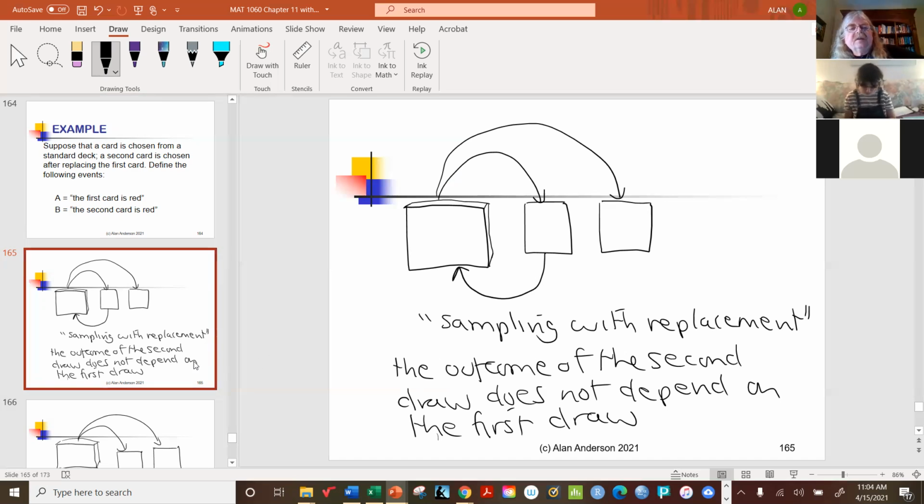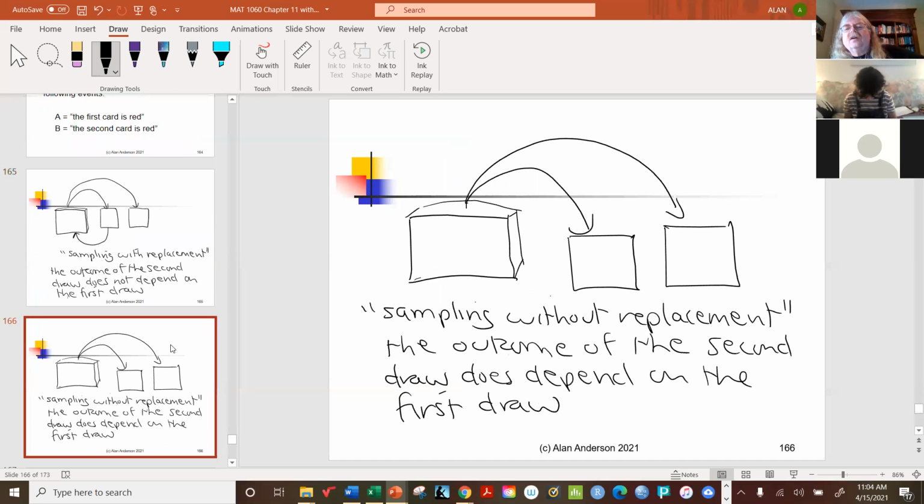Now, what other possibility is there? Well, how about this case? We pick the first card, and then we don't put it back. And then we pick the second card. This is called sampling without replacement. And now, all of a sudden, what happened on the first card affects what happens on the second card. Because now, if the first card is red, when I go to pick the second card, there's only 25 red cards left. So the probabilities on the two draws do depend on each other.